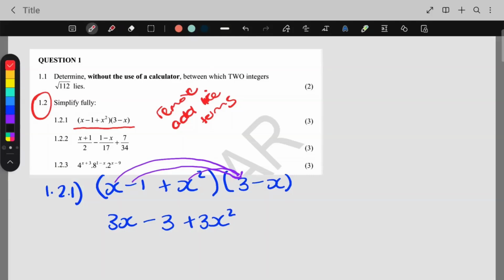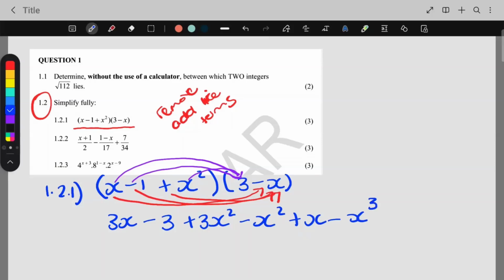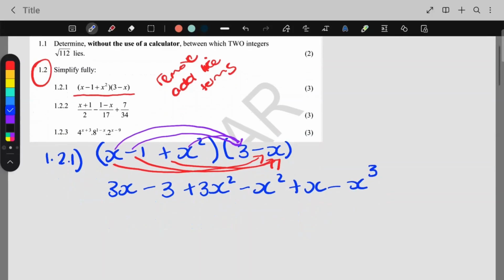Okay, then I'm going to say again this first term but with the last term. So x times negative x is negative x squared. And then negative 1 times negative x, a negative times a negative is a positive. And then x squared times negative x is a negative x to the 3. Okay? Then I'm going to look for like terms.